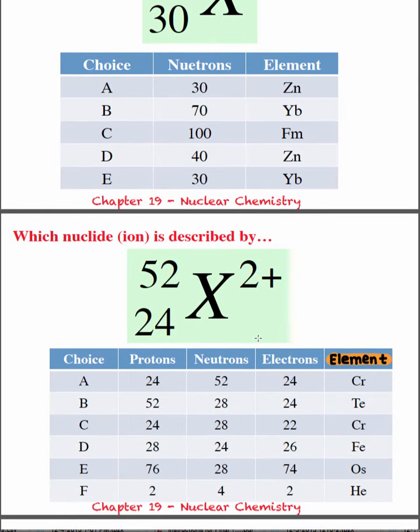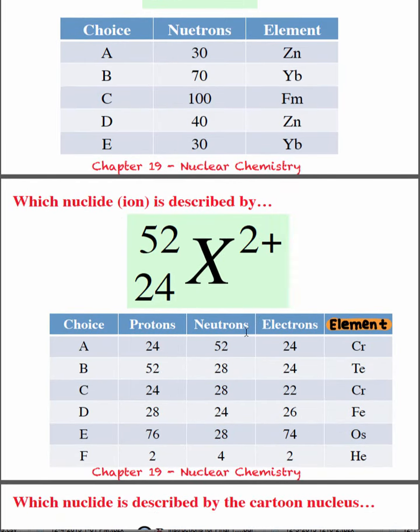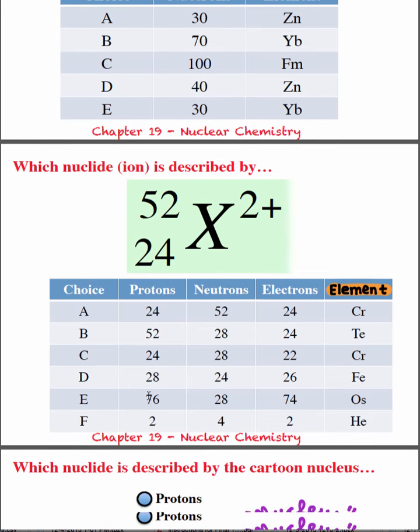Which nuclide or ion is described by, let's see, what's element 24? It's chromium, isn't it? And then subtract 52 minus 24 is 28 neutrons. If it has 2 fewer electrons than protons, that gives it the 2 plus electrical charge. So if I had 24 minus 2 electrons to make it a 2 plus charge, it would be 22 electrons. So 22 electrons, 24 protons, yeah, chromium. Choice C right there.